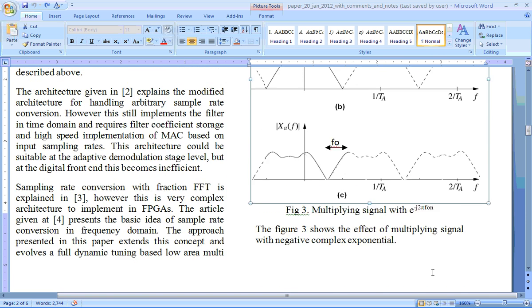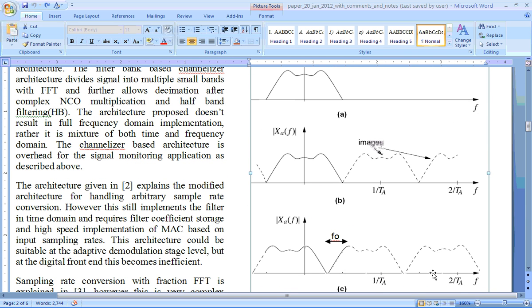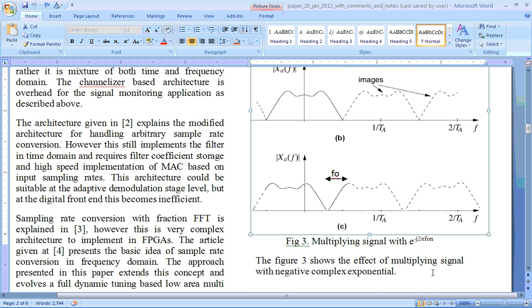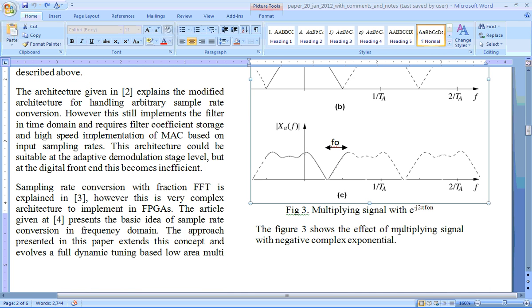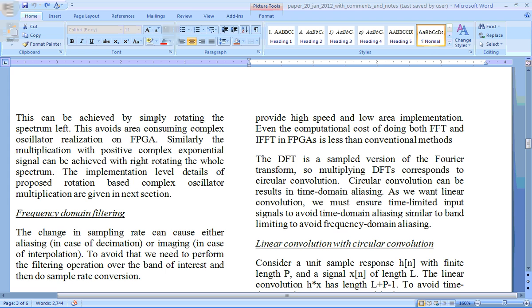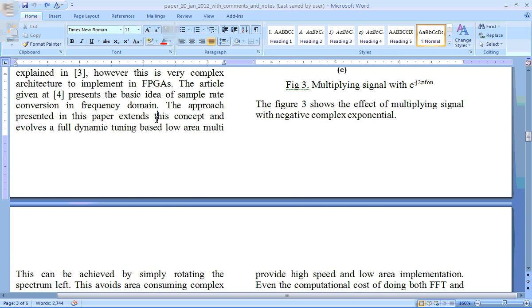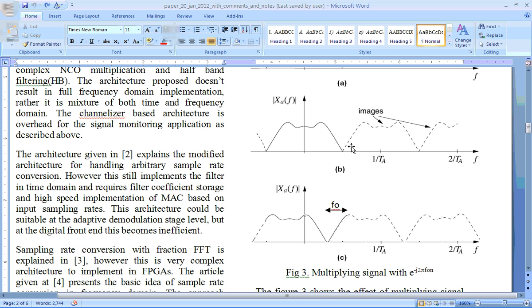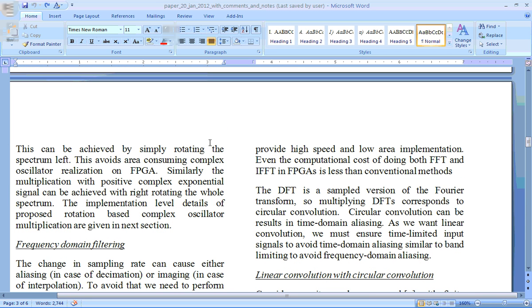Okay, the main thing we are trying to say is what happens in the frequency domain at the output of the complex NCO and multiplier. Figure 3 shows the effect of multiplying the signal with a negative complex exponential. This can be achieved by simply rotating the spectrum left. Now, after this complex NCO multiplication, the signal is in the frequency domain, and you shift the spectrum. That's what we are trying to say.